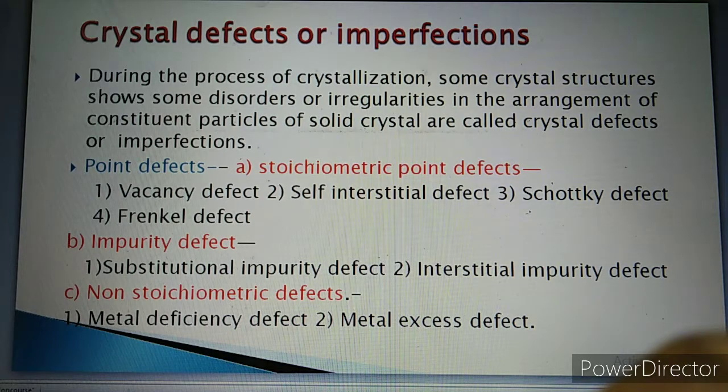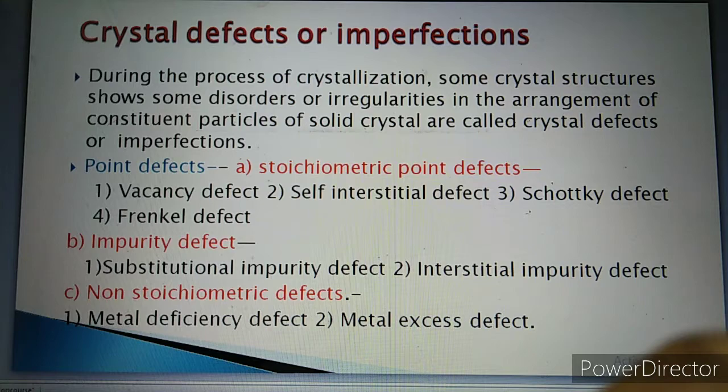What are crystal defects? Already in the first lecture we discussed pure crystals or crystalline solids. In a crystalline solid there is a long range orderly arrangement of constituent particles. So in crystalline solids all the constituent particles are arranged in order, therefore they have a definite geometrical shape. But sometimes during the process of crystallization some crystal structures show some disorder or irregularities in the arrangement of constituent particles of the solid crystal. This is called a crystal defect or imperfection.